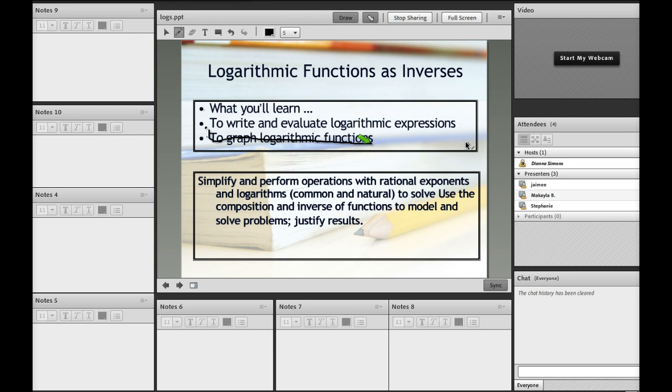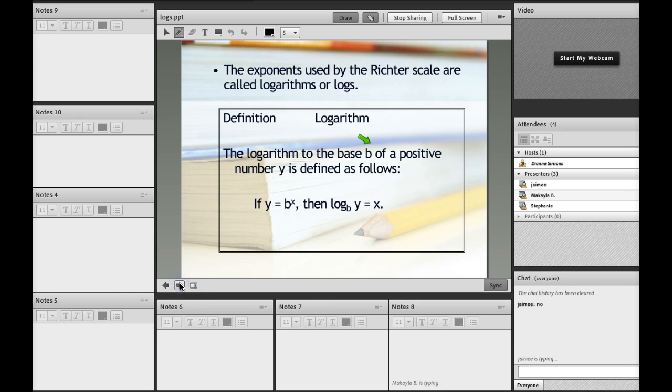Jamie, are you back from California? No, you're still in California? Okay. Well, I'm glad you came.